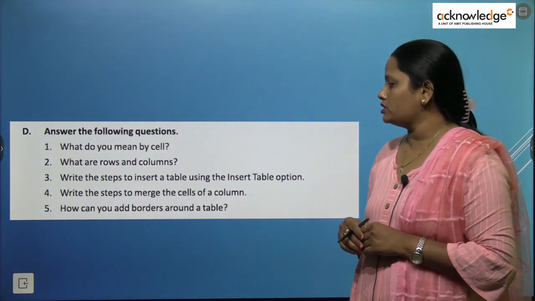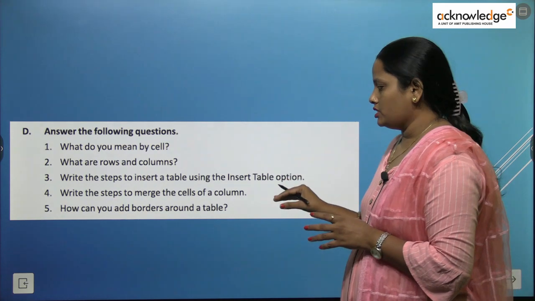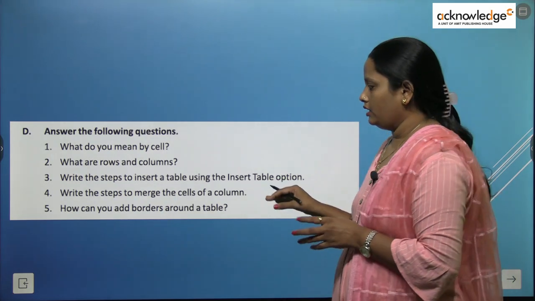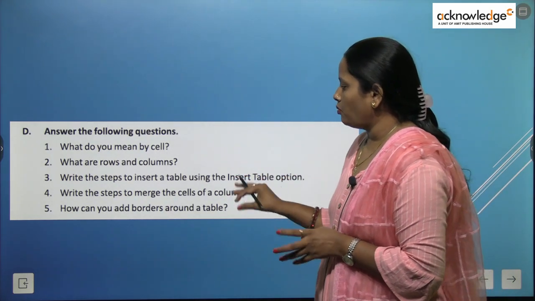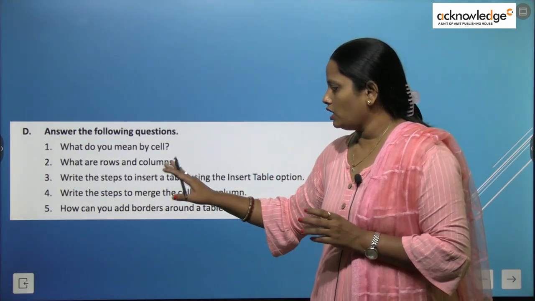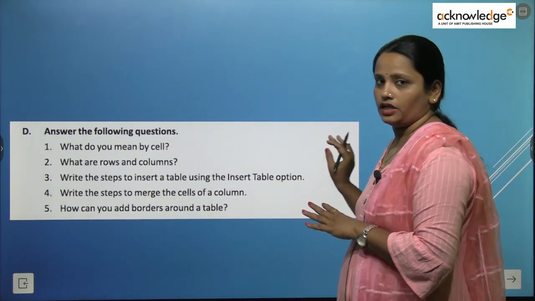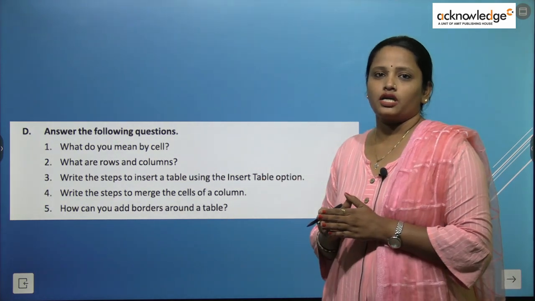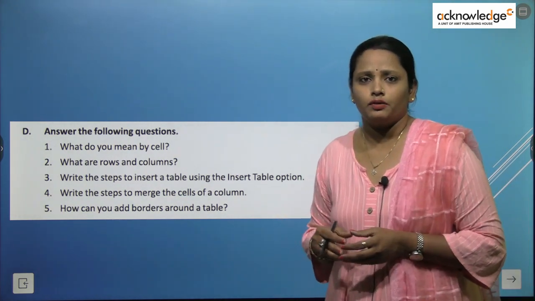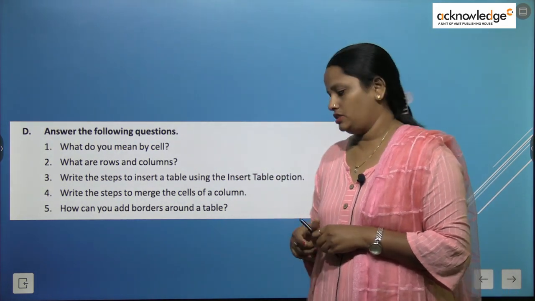How can you add borders around a table? It's very simple to add borders around the table. First we have to go to the Design tab, and there select the Border option. The answers are given here in the questions only. From the Border option, we have to go to Borders and Shading, and different types of borders are given there. We can select the desired border that we want, and after selecting it we just click on the OK button, and the selected border will be applied to our table.